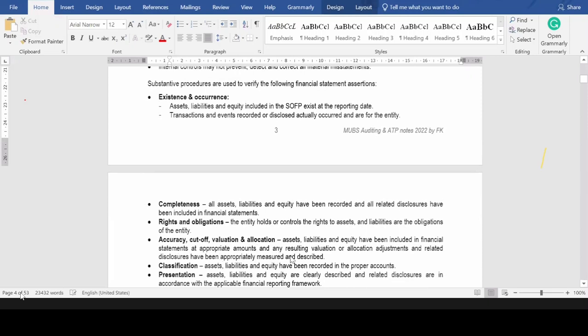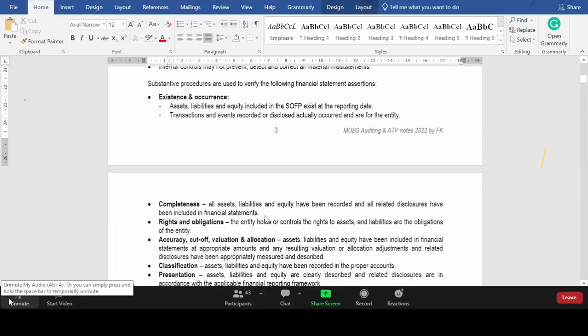This one is just a summary. You have the details in topic 3. You get it? Yeah, it's an assertion of classes of transactions. You get it? But here we have combined them. Cutoff is for classes of transactions. It is not in account balances.